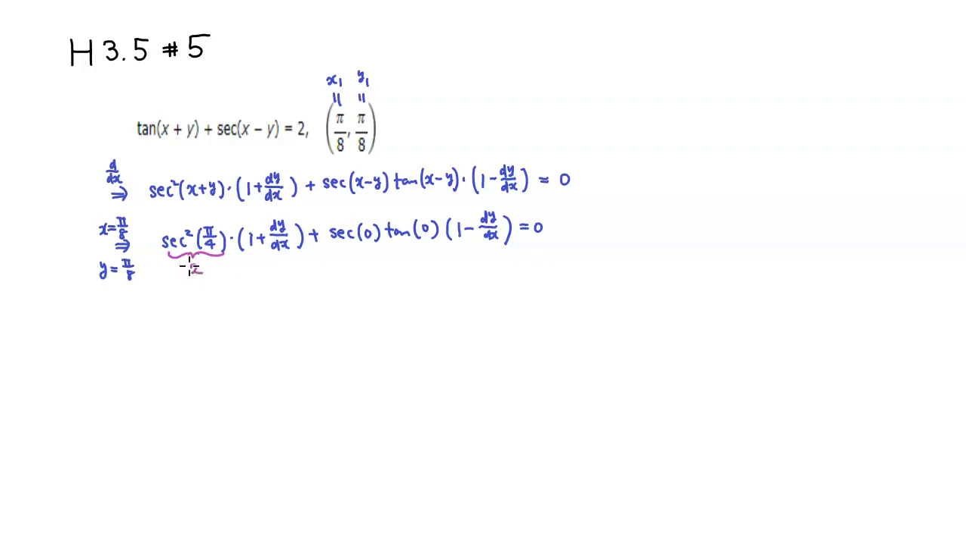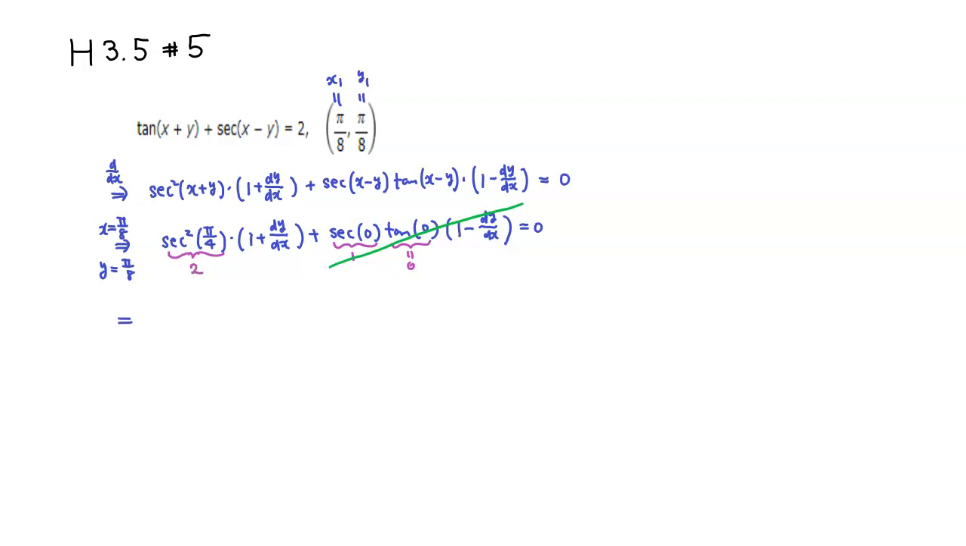Secant of 0: cosine of 0 is 1, so secant of 0 is actually 1. And the tangent of 0 is actually 0. So this whole second term is going to be 0. So I'm going to just cancel that.